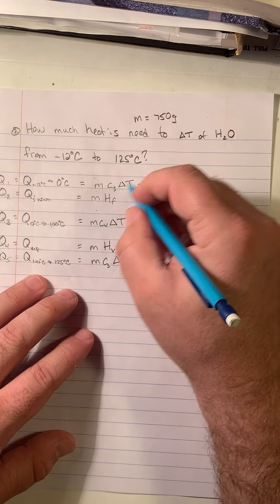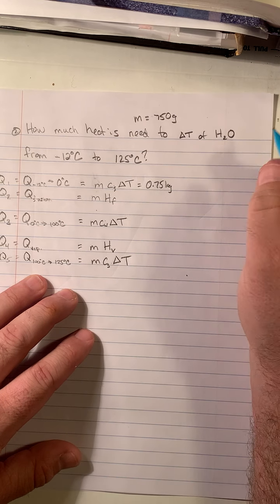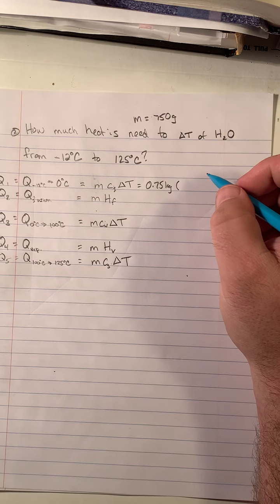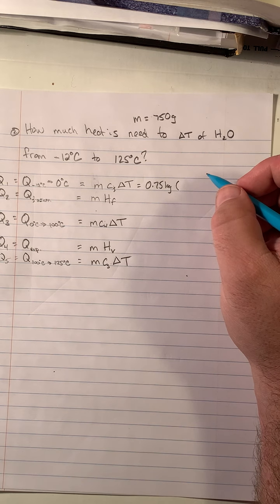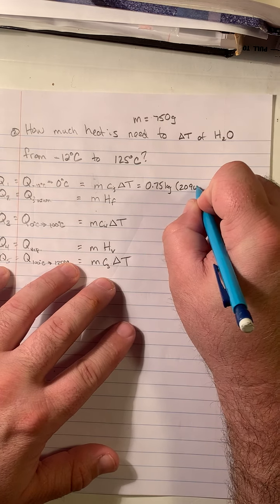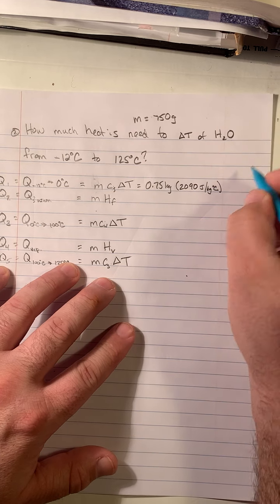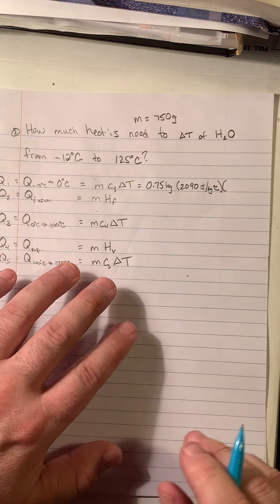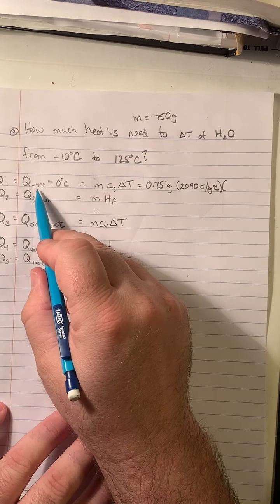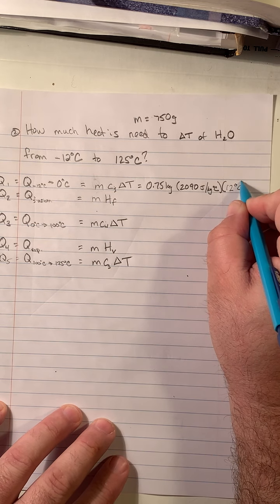So here we go. The mass is going to be 0.75 kilograms, because that's going to be for all the masses. Specific heat of ice. Well, the specific heat of ice was 2090 joules per kilogram degrees Celsius. Change in temperature. Now, the change in temperature that I'm going to be using here is the -12 to 0, which would be a change in temperature of 12 degrees Celsius.